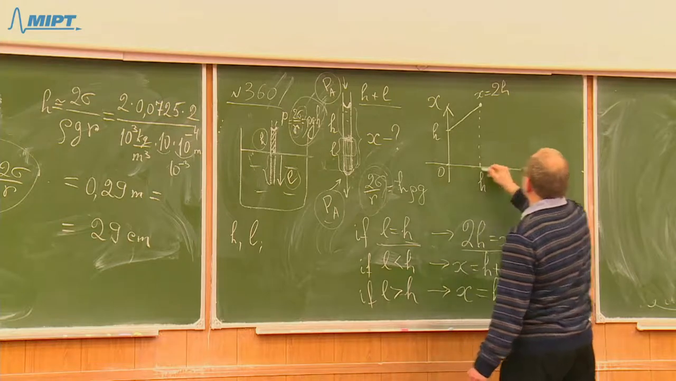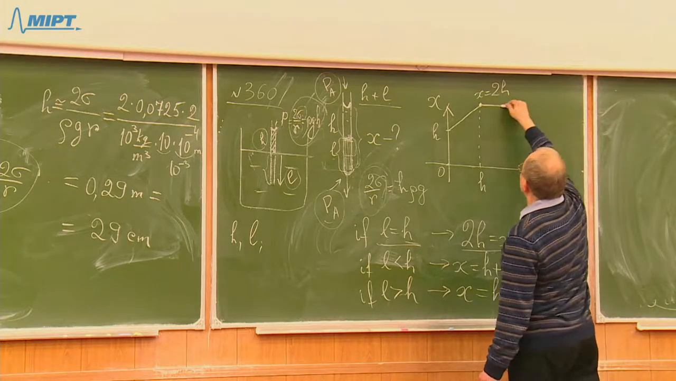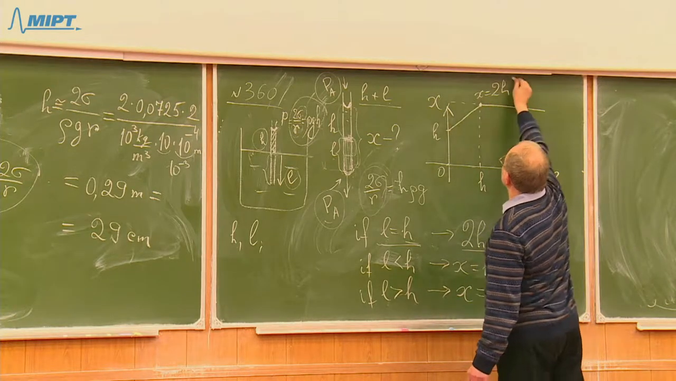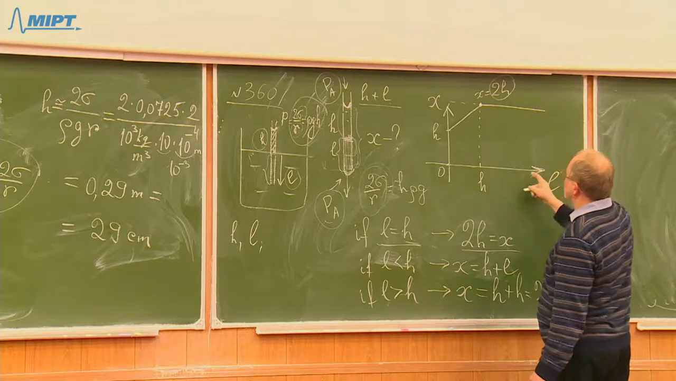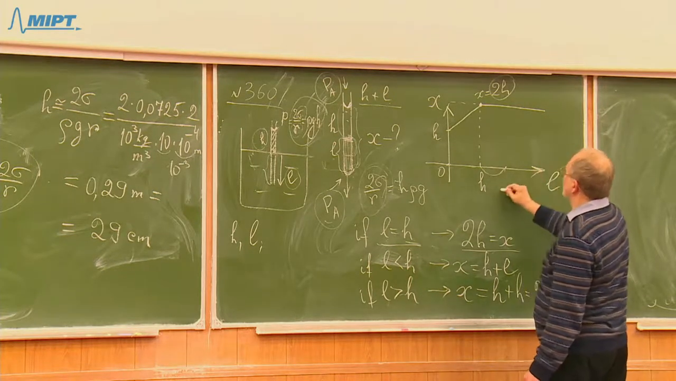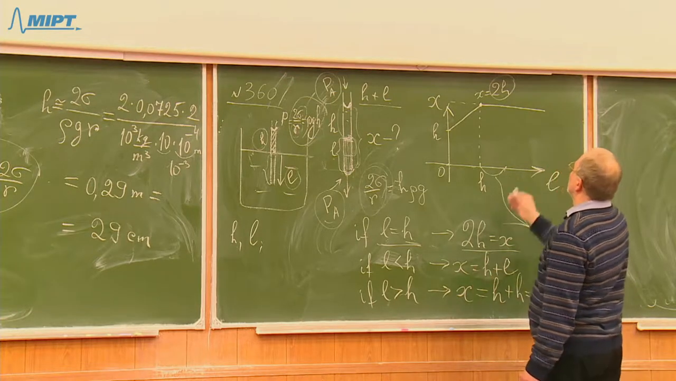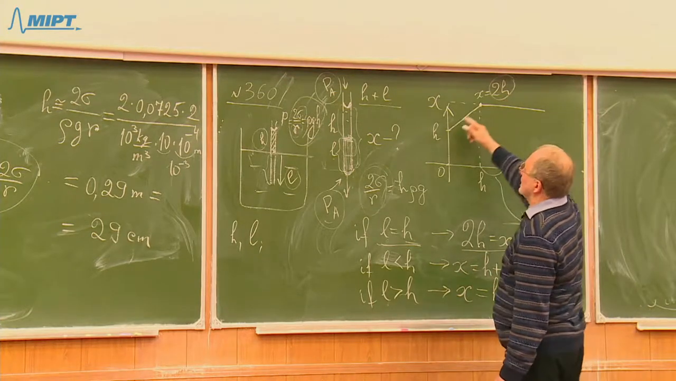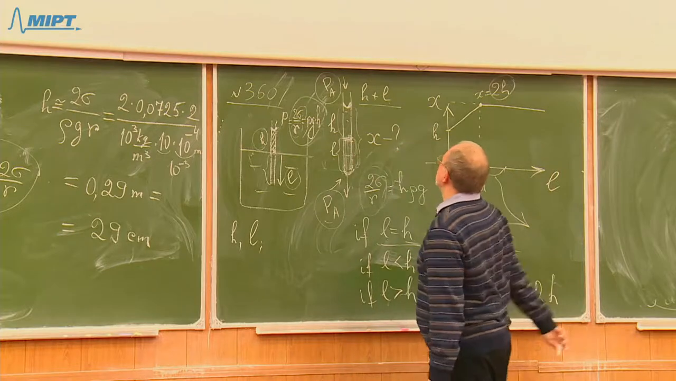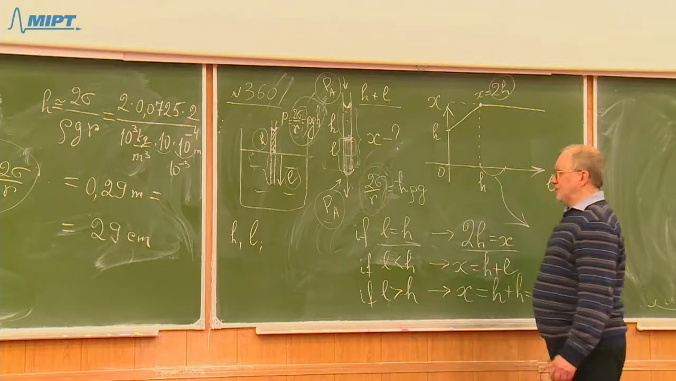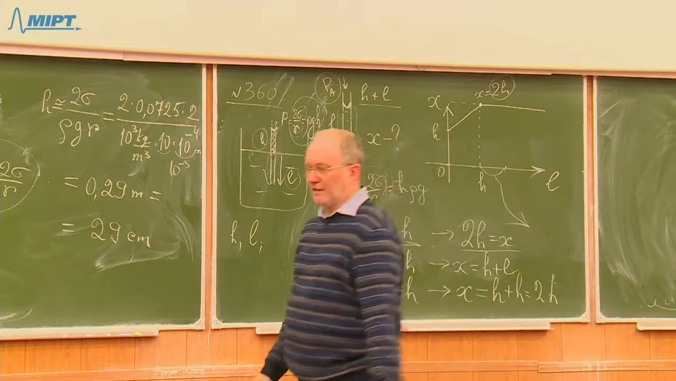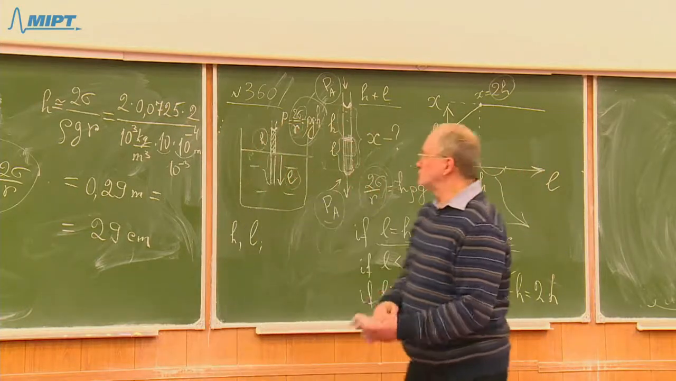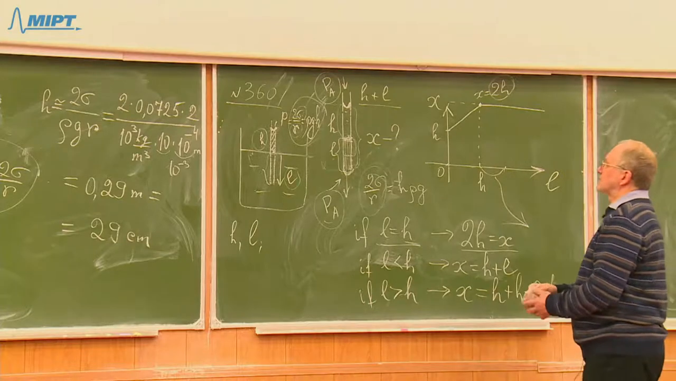And then if we increase L, x will not change, it will remain the same amount. And if L is larger than h, then this amount of water will just flow out. It will flow out until the remaining part of water here is equal to 2h. That is the solution of this problem. And the considerations are very simple.